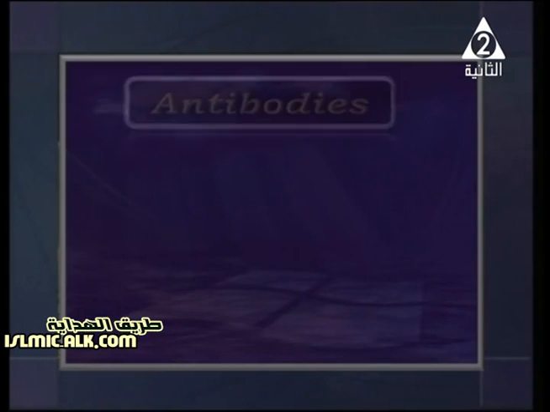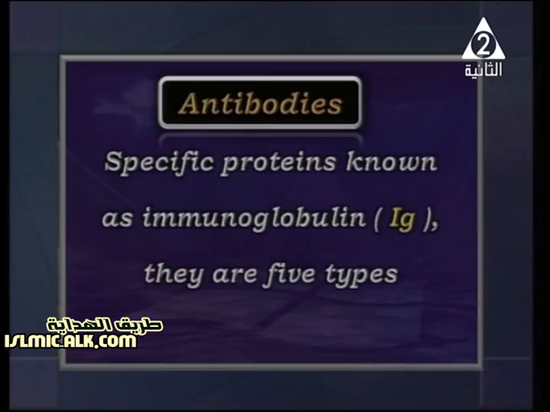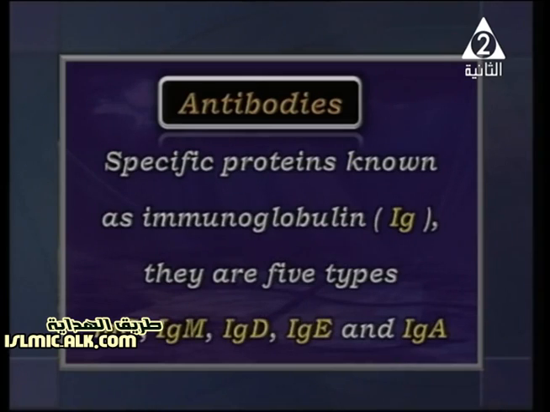But the question here is that antibodies are also specific proteins. What are they known as? As we said in the picture, they are immunoglobulin. Ig here is short for immunoglobulin. They are 5 types: IgG, M, D, E, and immunoglobulin A. And each type has its own function.